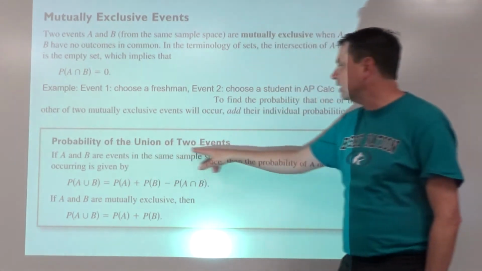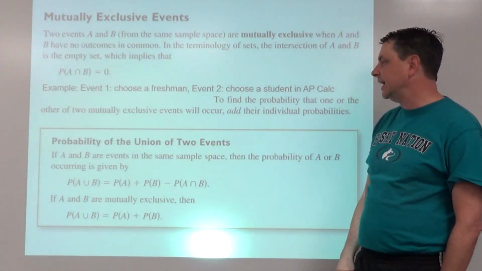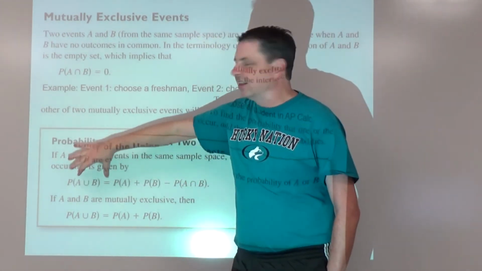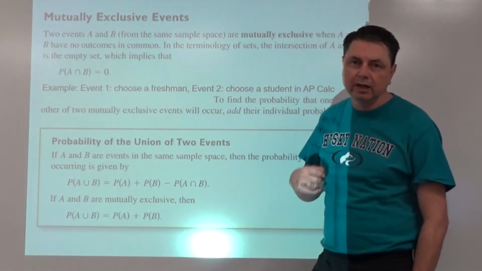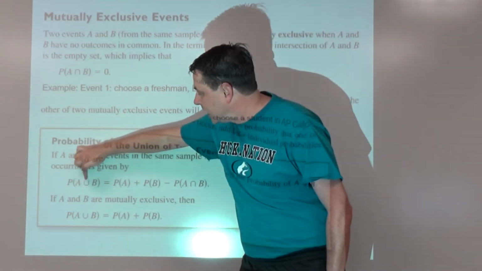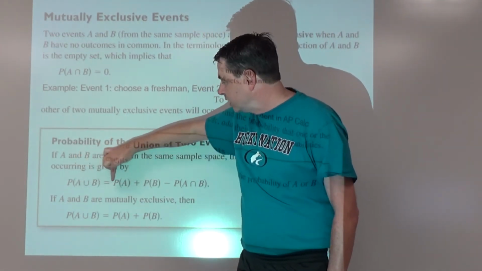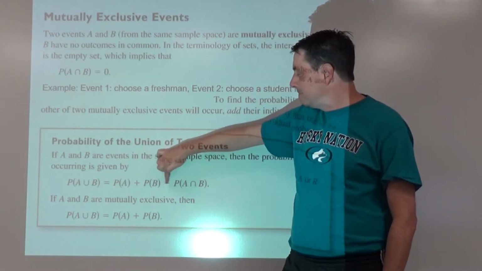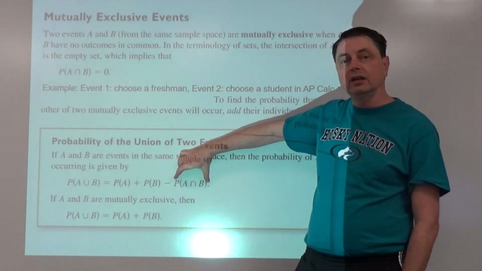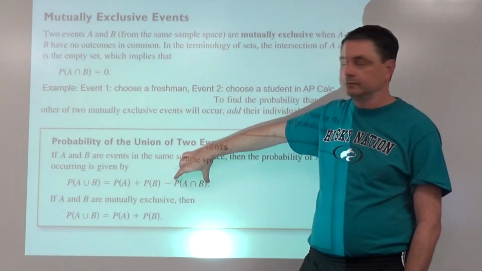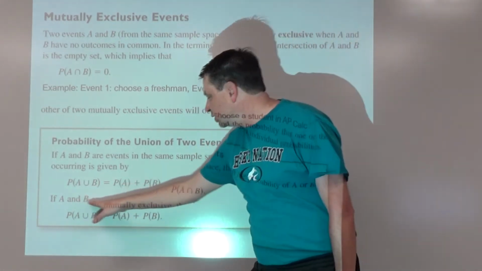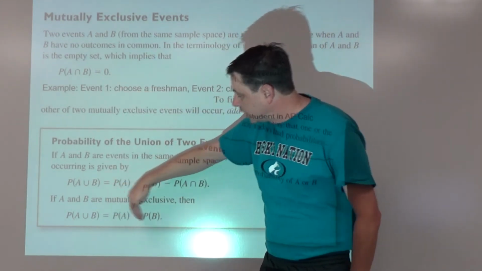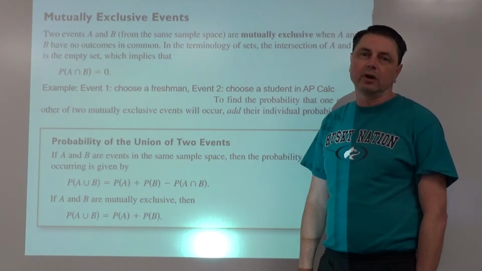So the probability of the union of 2 events, if A and B are events in the same sample space, the probability of A union B, and a lot of times in terms of language, we might say the probability of A or B, would be the probability of A plus the probability of B minus the probability that both happen. Now, if they are mutually exclusive, this is 0, as we said here. So it's just probability of A plus the probability of B.